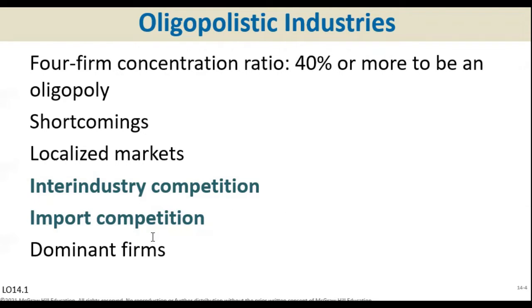And again, the import firms, the importations, are not taken into consideration in the calculation of the ratio. Now, there may be a dominant firm in the industry. That also is not accounted for in the calculation of the 4-firm concentration ratio.